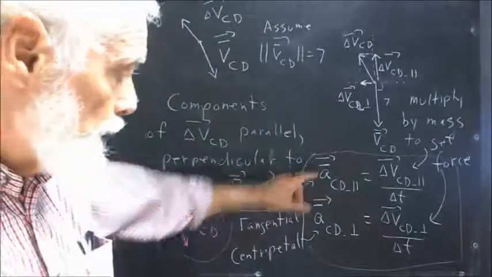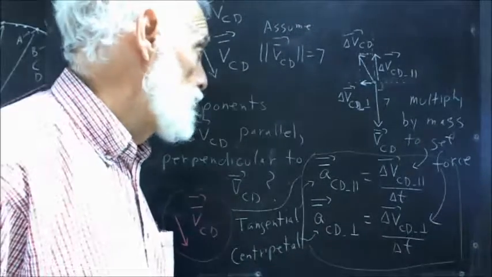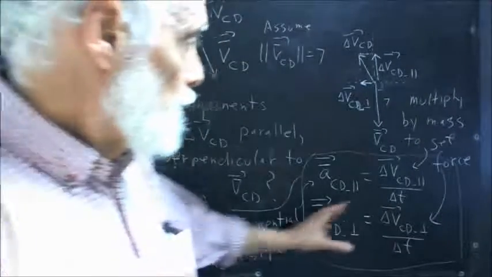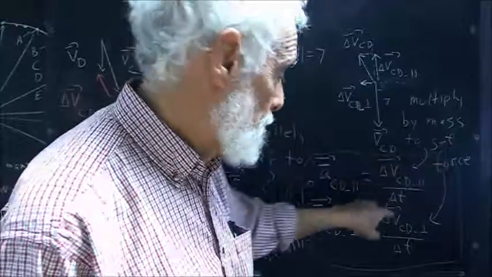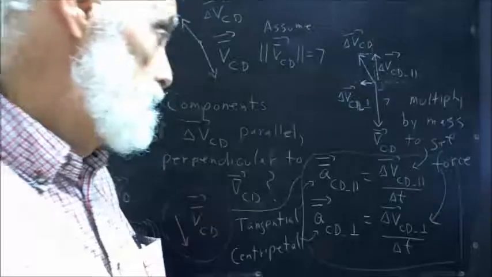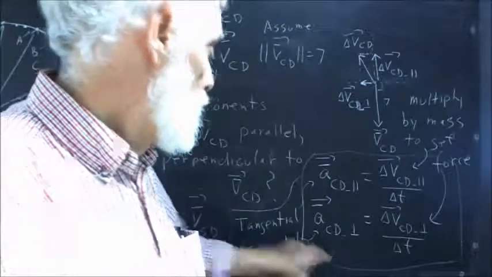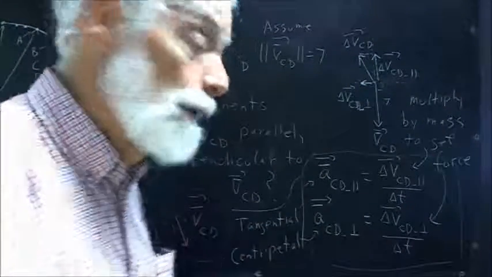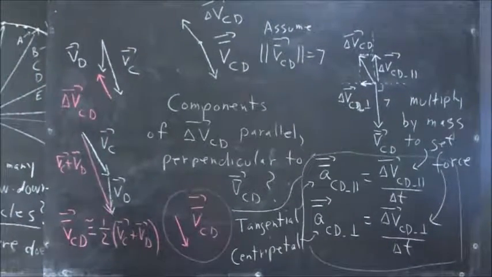And we call these the tangential and centripetal components of the acceleration. And those components can be multiplied by the mass of the particle or the object in order to get the tangential or the centripetal force on the object or particle.